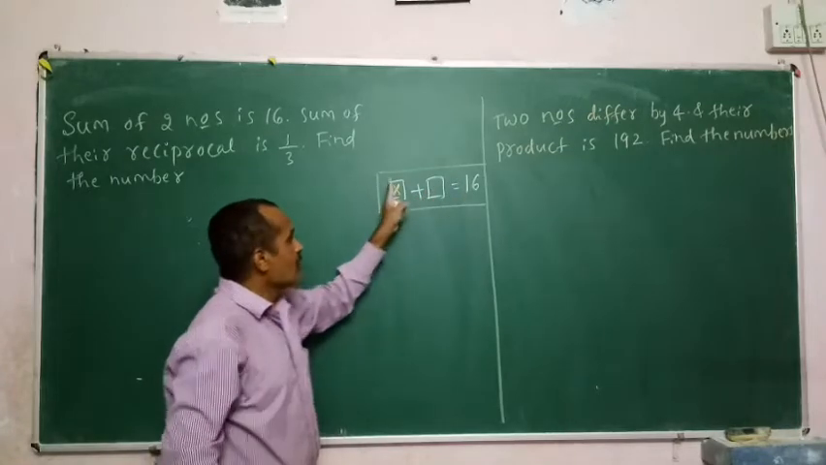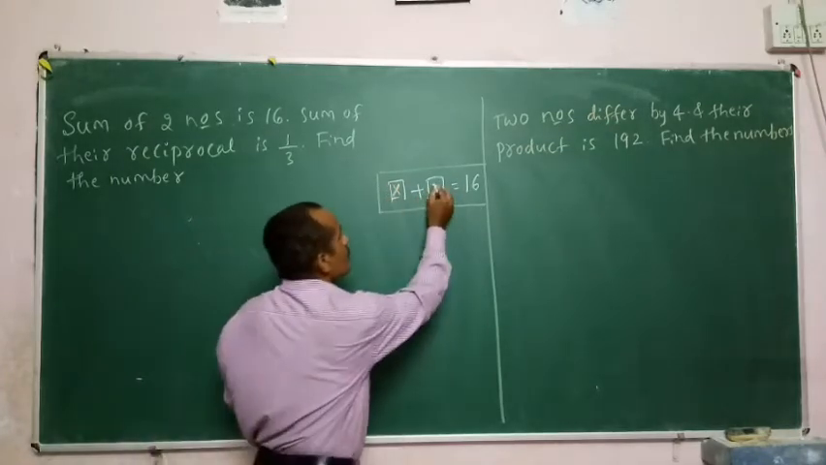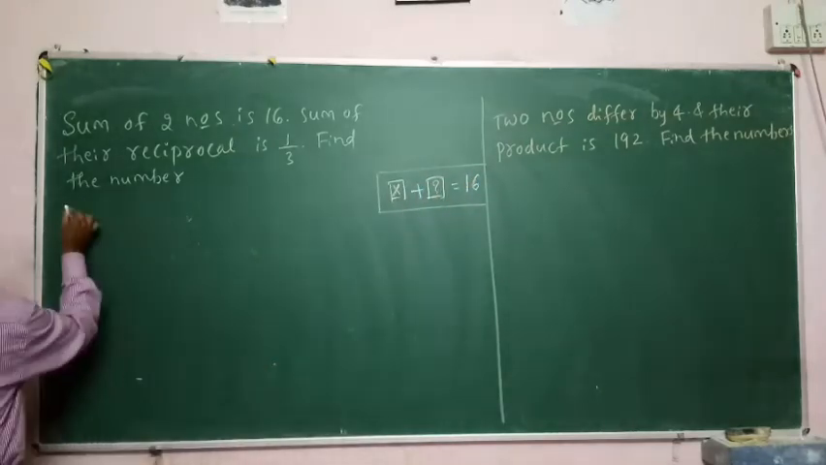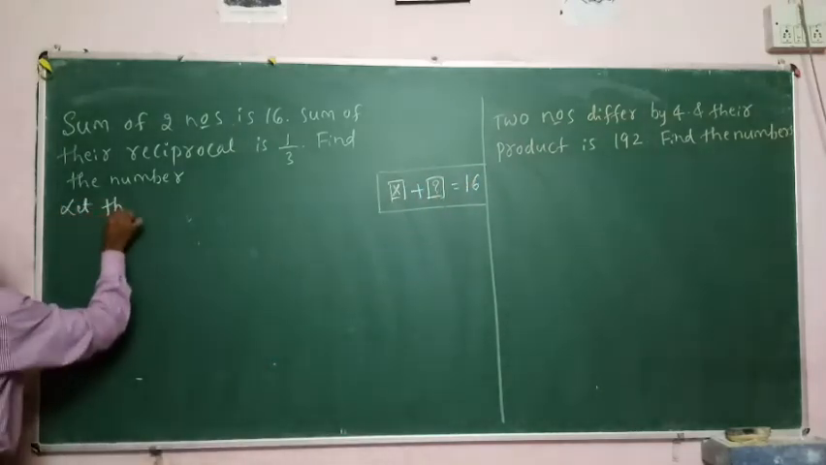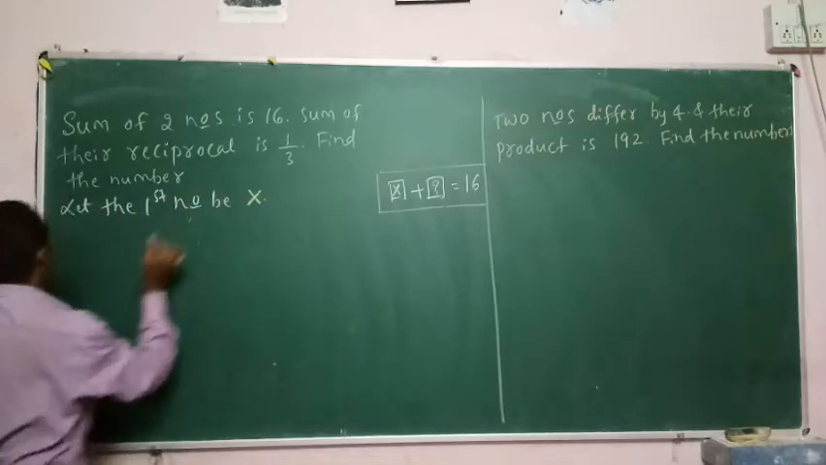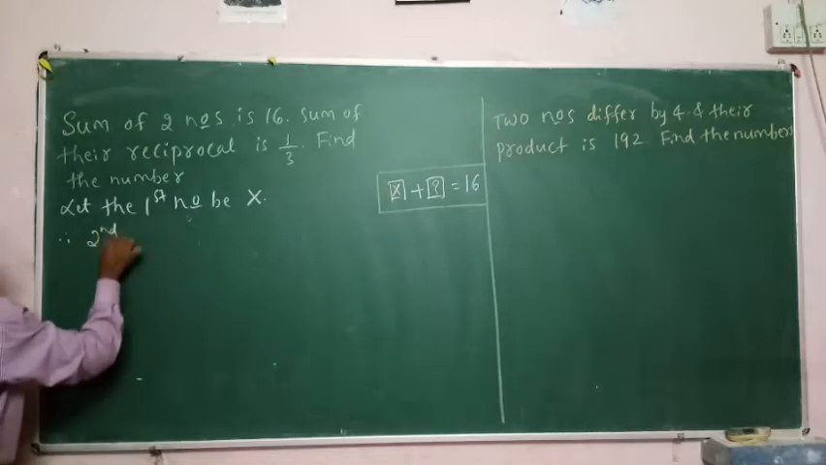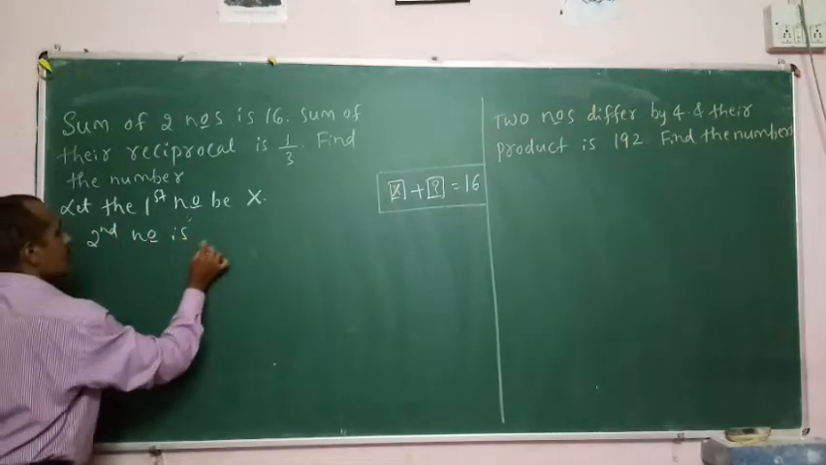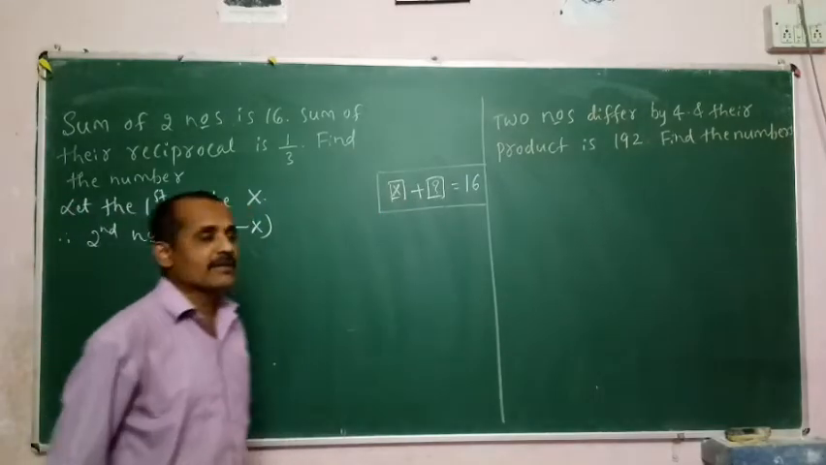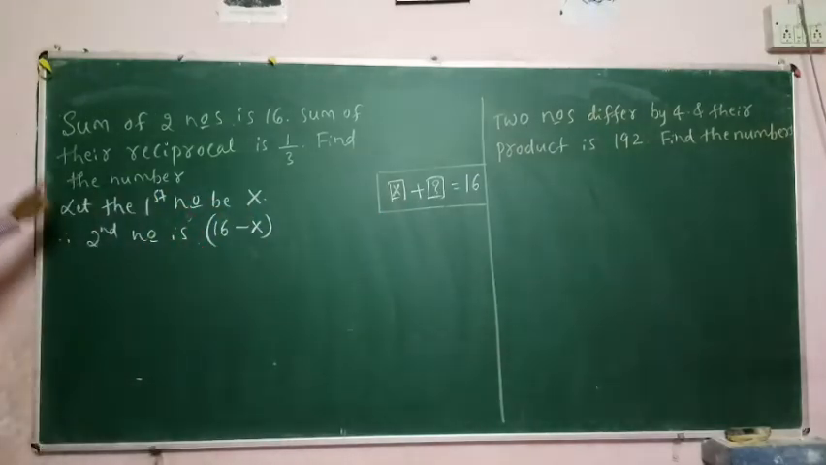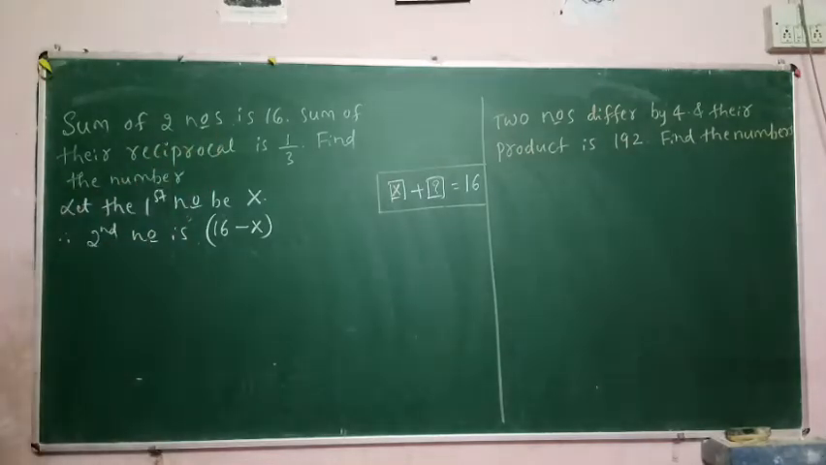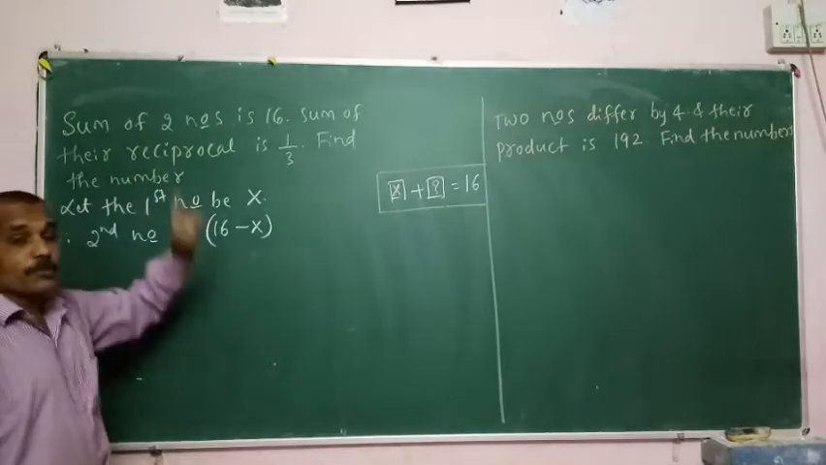Sum of two numbers is 16. One number is x. What about the second number? What is the second number? Second number is 16 minus x. I will write here. Let the first number be x. Therefore, the second number is 16 minus x. Let it be here for your better understanding. Okay. What do they say? Sum of their reciprocals is 1 by 3.